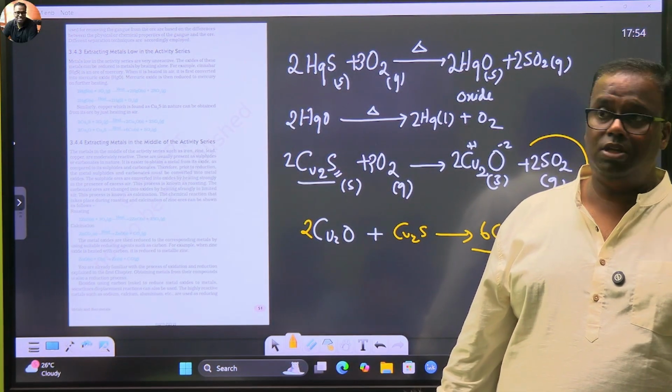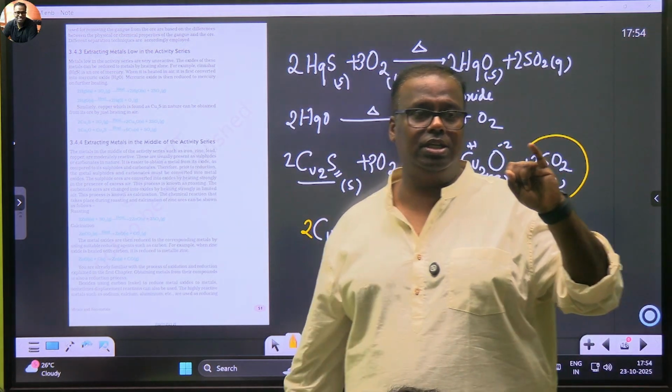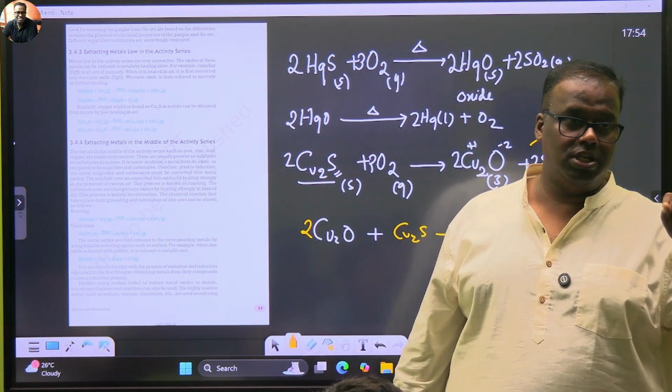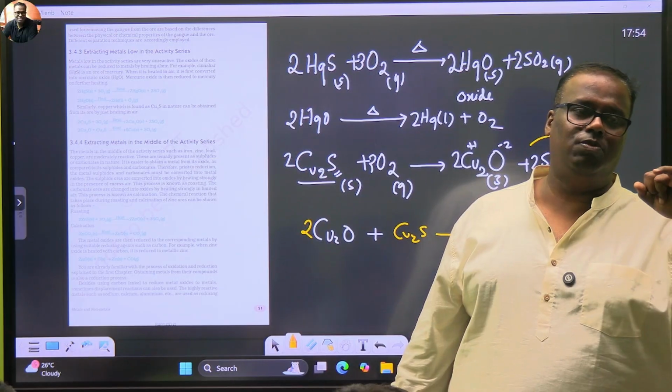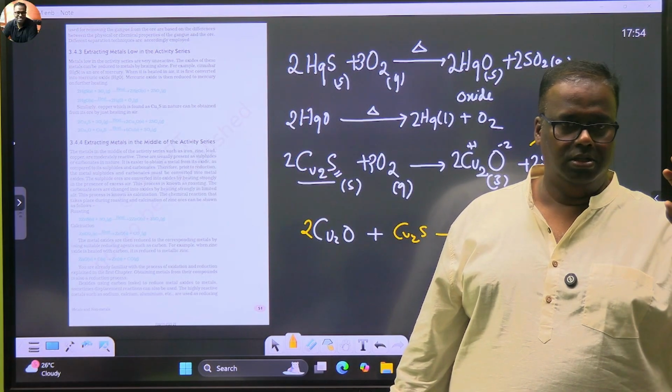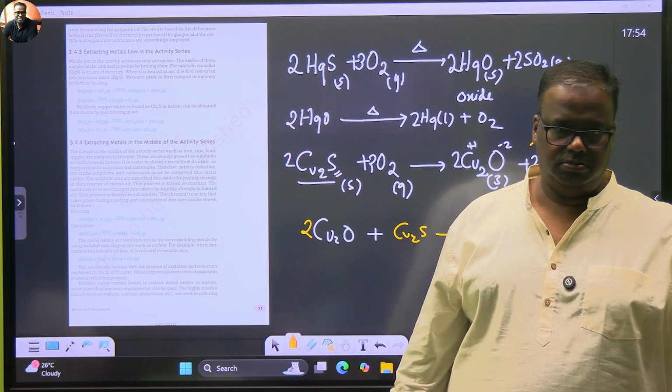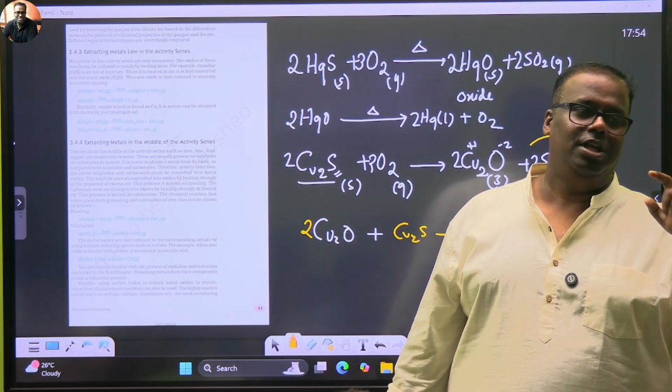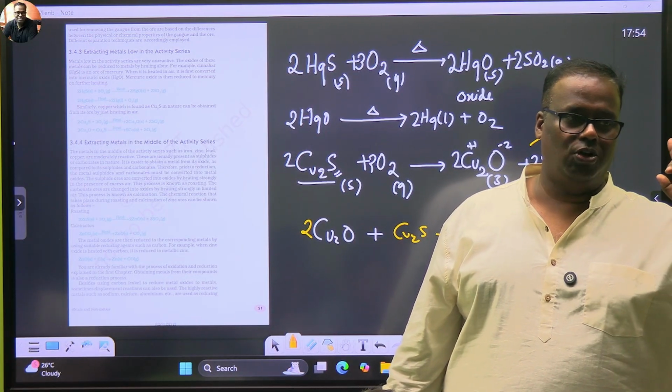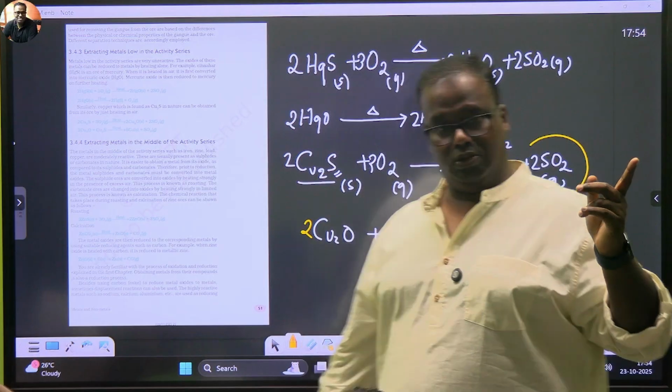Copper will be in copper 2 oxide, copper 1 oxide. Heat it, it will give you copper 1 oxide. Copper 1 oxide again reacts with the copper sulfide, gives you copper. Okay. This copper is not pure copper. So we'll now look at how you do electrolytic refining of copper.